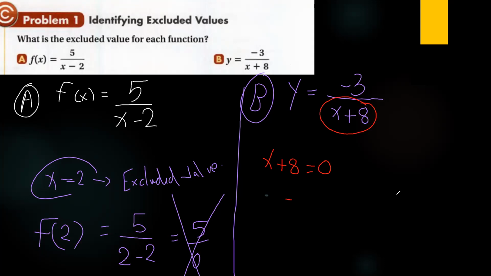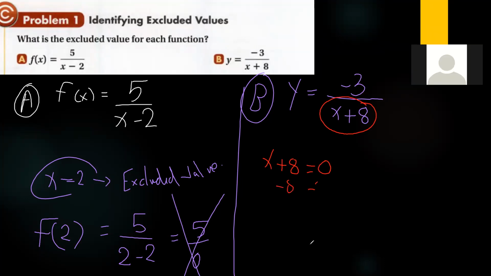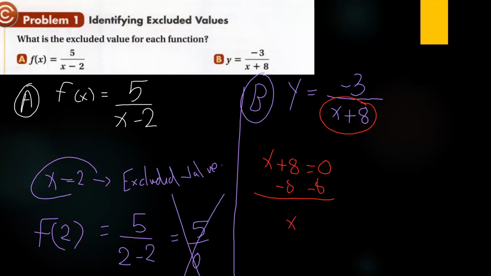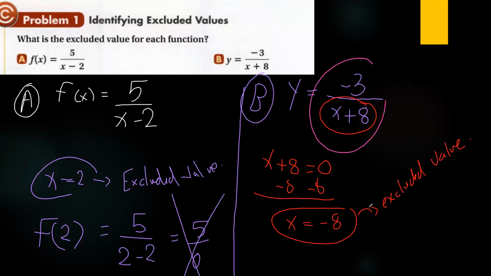Did you know how to find it? -8 plus 8 equals 0. So at x equals -8, this will be an excluded value. That means if you try to evaluate our function, -3 over -8 plus 8, it makes -3 over 0, which is undefined. So I will choose any point you want except -8, because -8 makes my function undefined.